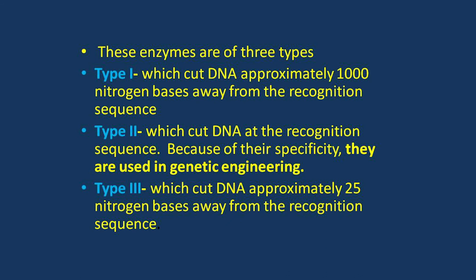These enzymes are of three types. Type 1, which cut DNA approximately 1000 nitrogen bases away from the recognition sequence. Type 2, which cut DNA at the recognition sequence. Because of their specificity, they are used in genetic engineering. EcoR1 is an example of a type 2 enzyme. Type 3, which cut DNA approximately 25 nitrogen bases away from the recognition sequence.